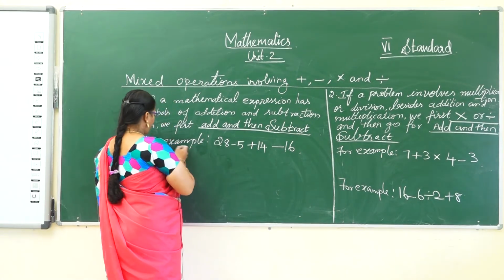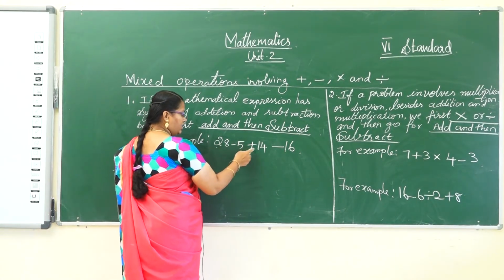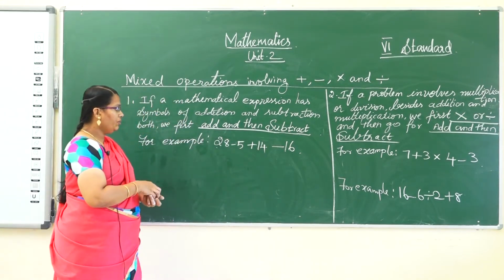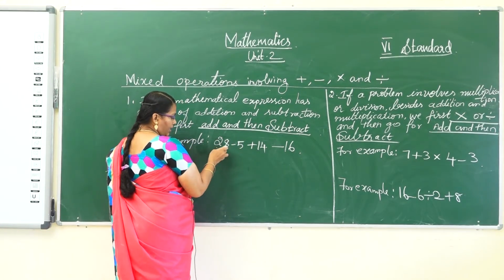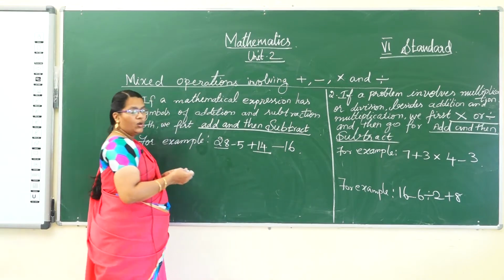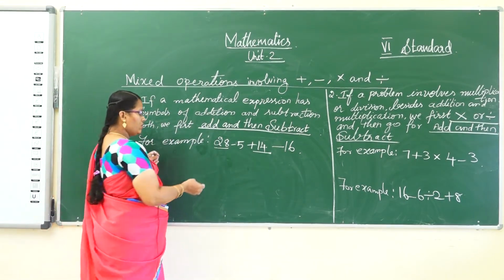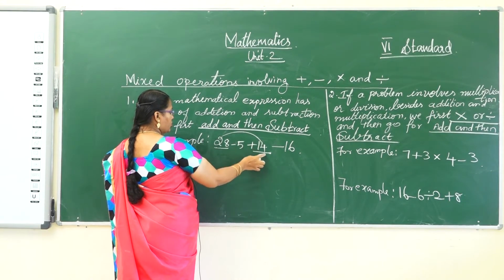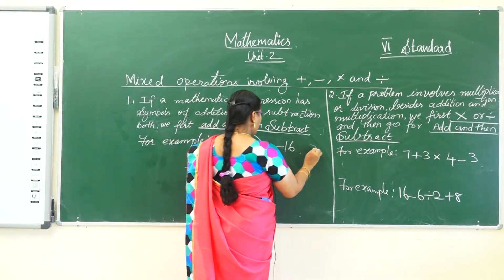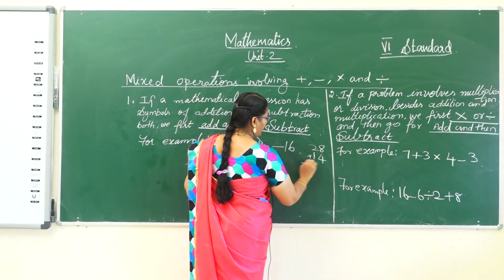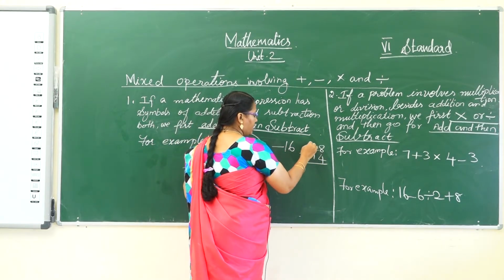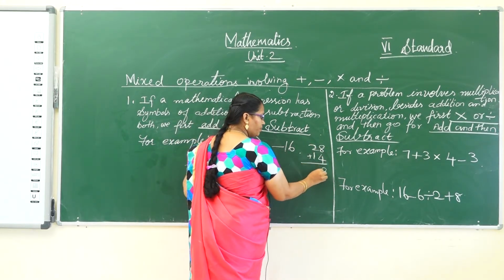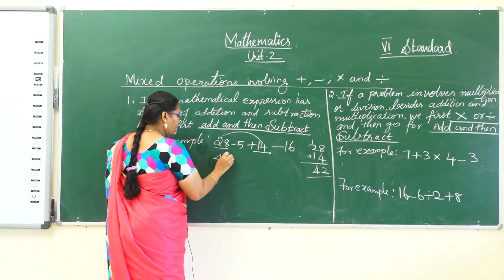See the example. First one. Here addition and subtraction only are given. So what do we do in this place? First preference to addition. Which numbers have a plus sign? These two values are positive, so add these two values. 28 plus 14. Add the positive values. 8 plus 4 is 12, 1, 42. So write 42.